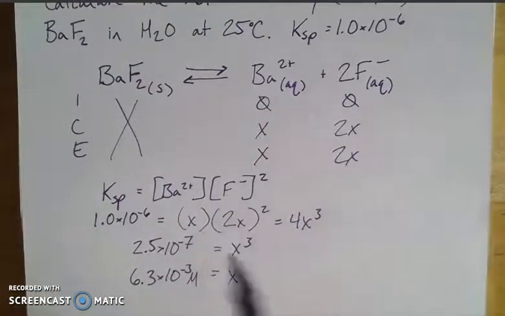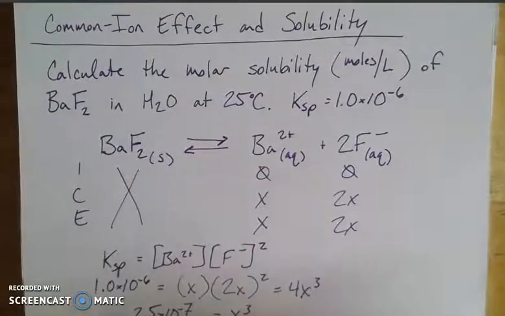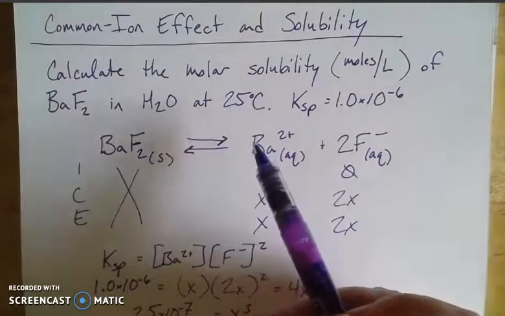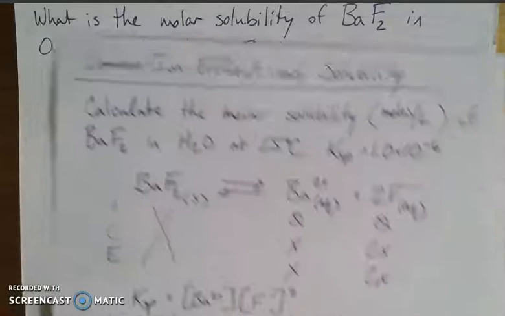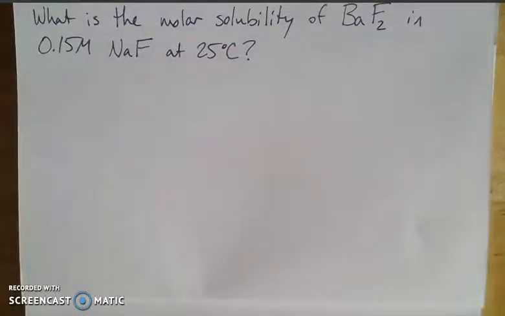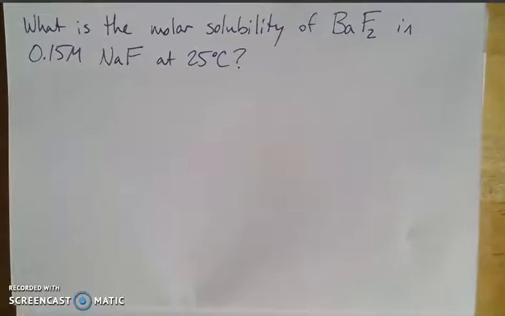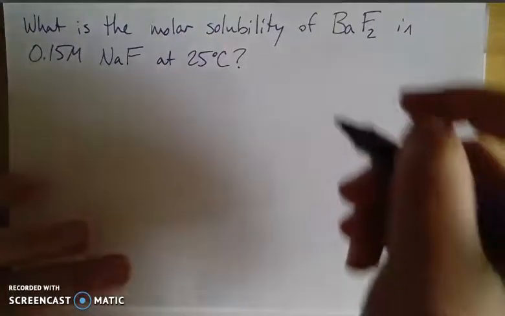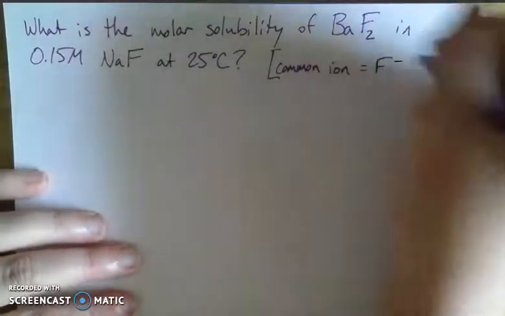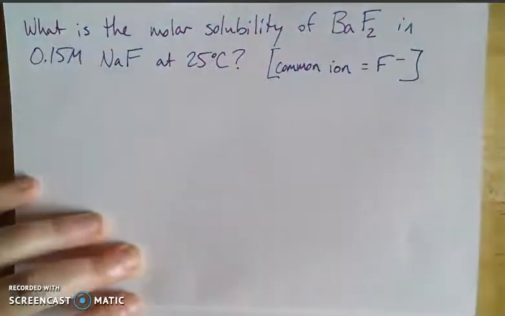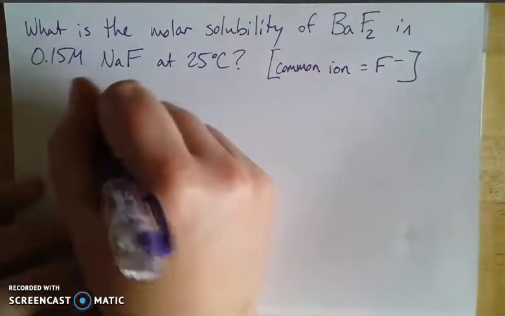But what if I was to put it in a different solution? We said this was the molar solubility in water at 25 degrees Celsius. But what if I was to put it in a solution that had some sort of ion in common? So let's look at a problem like this. What's the molar solubility now of barium fluoride in 0.15 molar sodium fluoride at 25 degrees Celsius? All right, so here's where it gets interesting. The common ion that we have here, and I'll just put this as a side note, is fluoride. So if I think about this system then, we're still thinking about barium fluoride.